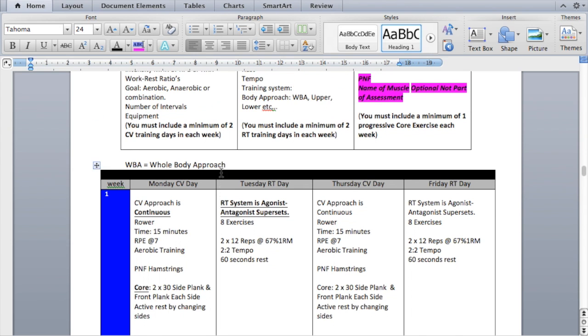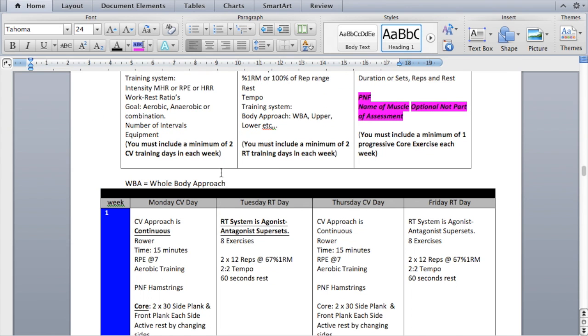If we look here, there's a few bits of information that you have to include so that your assessor can see your plan and see the progression within your plan. You must include a minimum of 2 CV training days in each week. You must also include a minimum of 2 resistance training days in each week.